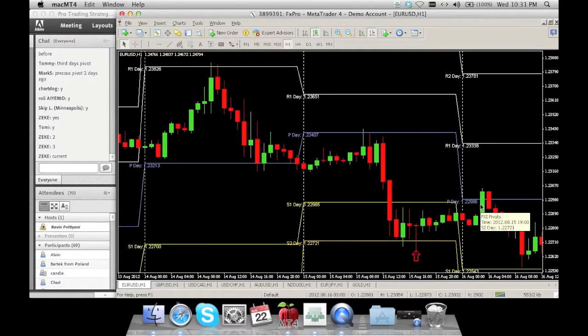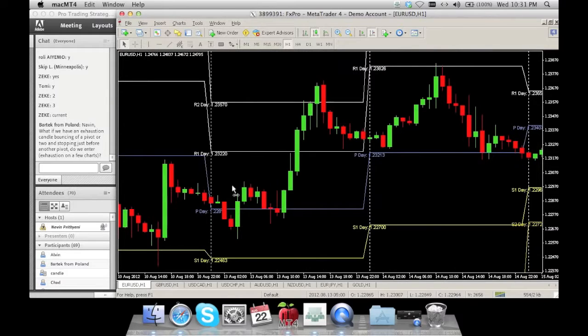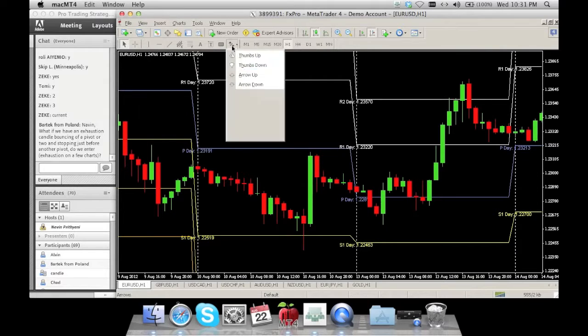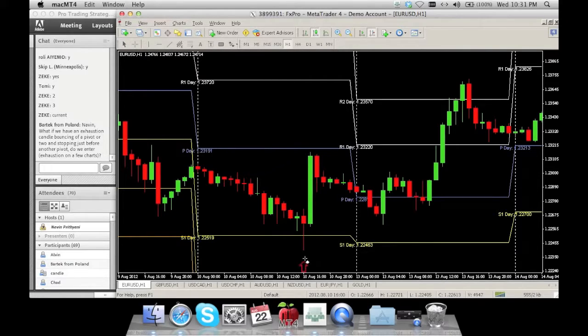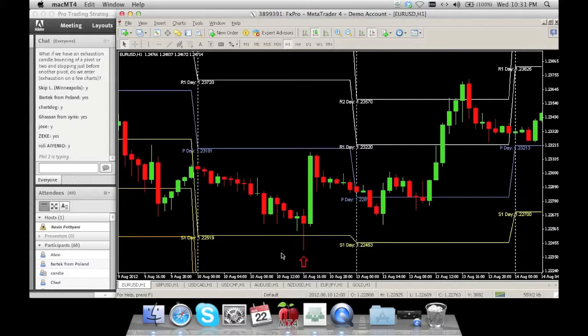Okay, let me show you guys another example. Let's go back to the other exhaustions you guys agreed on. Exhaustion here, agreed? Okay, Bartek, Naveen, what if an exhaustion candle is bouncing off of a pivot or two and stopping just before another pivot? Do we enter? Bartek, no. In that scenario, you do not enter.